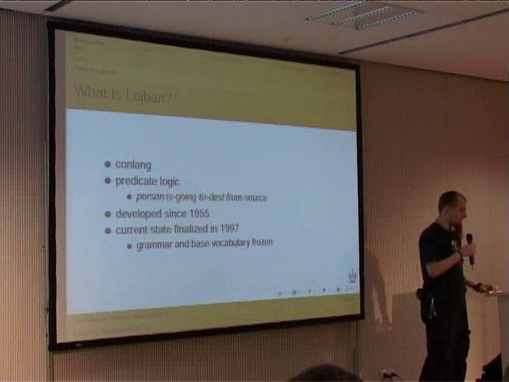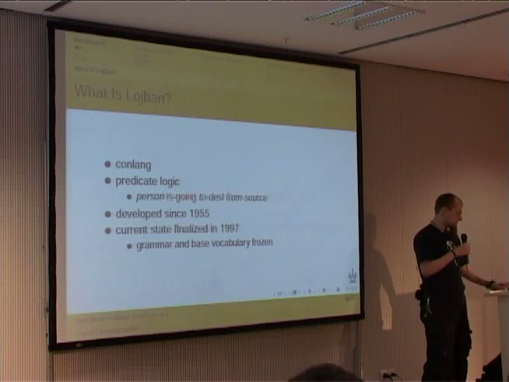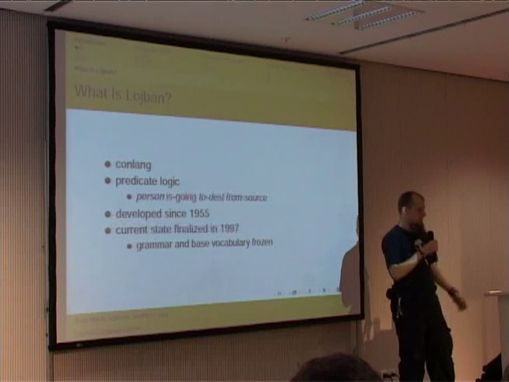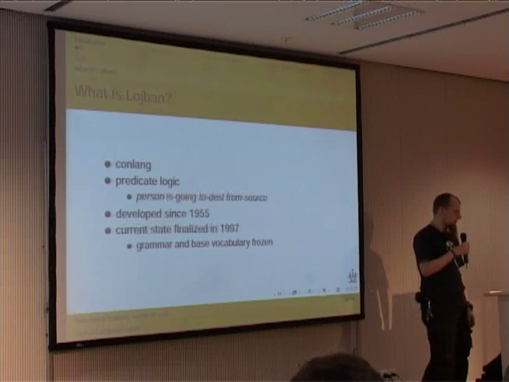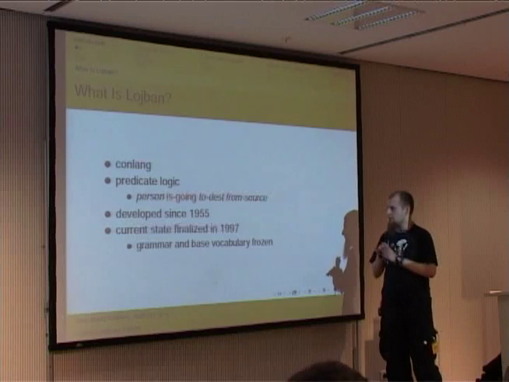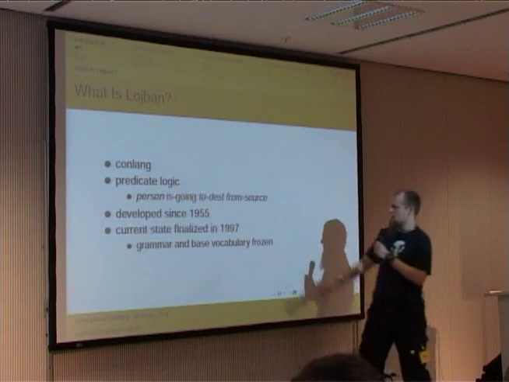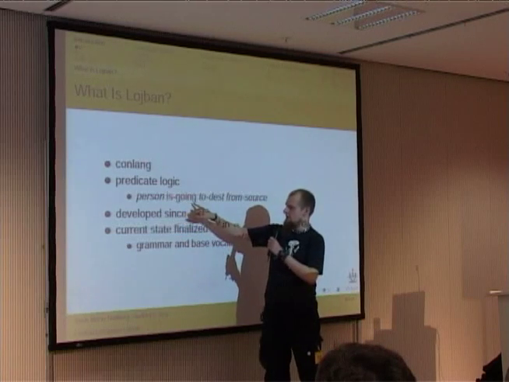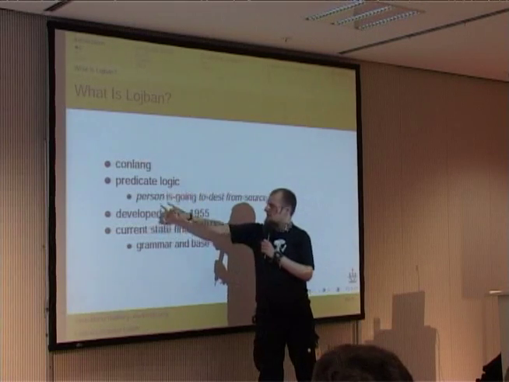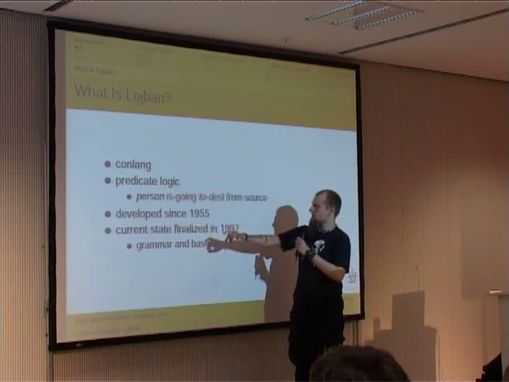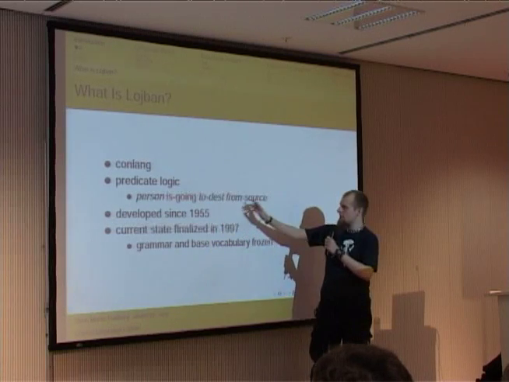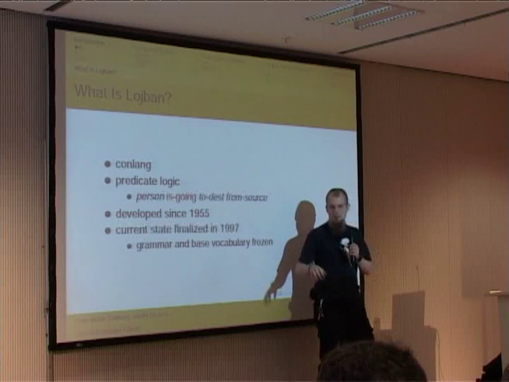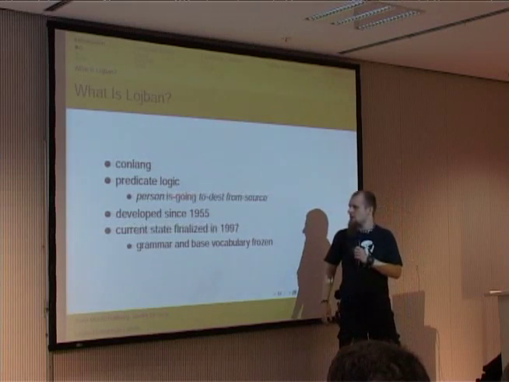So, what exactly is Lojban? This is the longer version of the first slide. I've already said it's a constructed language, or conlang, based on predicate logic. So the basic structure of a sentence, this is of course not a Lojban sentence, but that's the idea. You have a relation called is going, for example, and you have arguments. So that's a person who's going somewhere, the destination they're going to, and the source they're coming from, and maybe some other arguments. Depends on the relation.